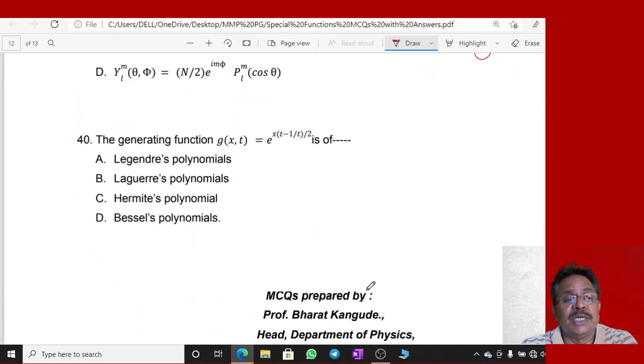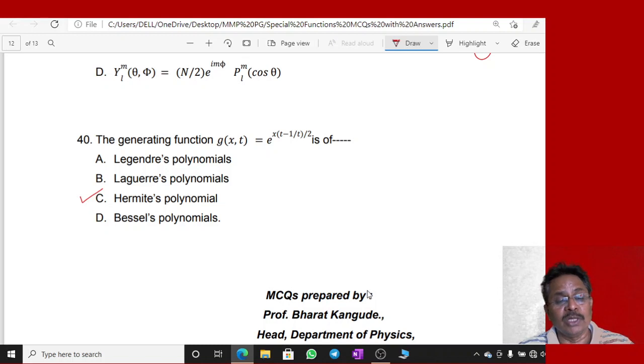This is the generating function g of x, t is equal to e raised to x into (t minus 1 upon t) upon 2. The options are Legendre polynomial, Lagrange polynomial, Hermite polynomial and Bessel polynomial. This generating function is the one given for the Hermite polynomial. So you have to remember this expression for the Hermite polynomial, and it is again a memory equation as we have seen there.